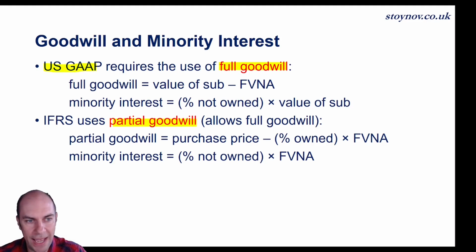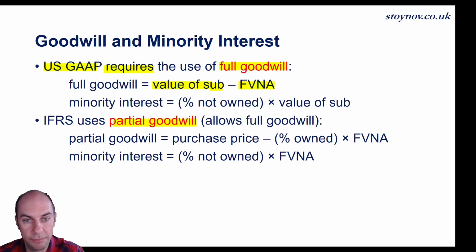US GAAP actually requires the use of full goodwill. So if the item set says so-and-so company prepares financial statements under US GAAP, you can stop there. You don't need to think any further. You know that company has to be using the full goodwill methodology. Okay, well, how is this full goodwill computed? It is computed as the difference between the value of the subsidiary, that's the fair value of the entire subsidiary, minus the fair value of the identifiable net assets.